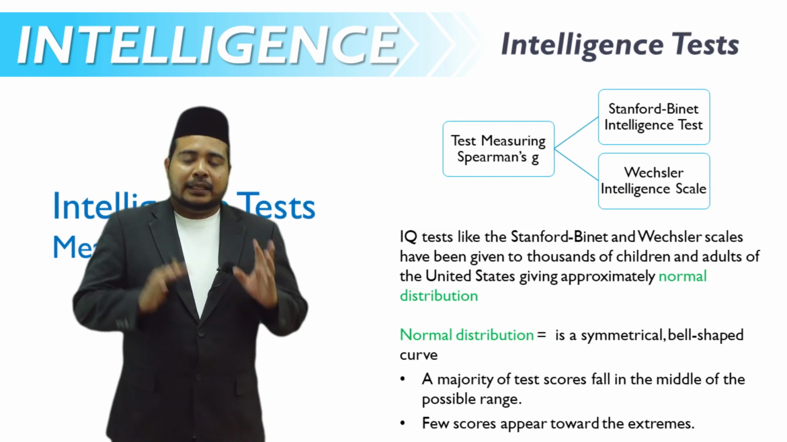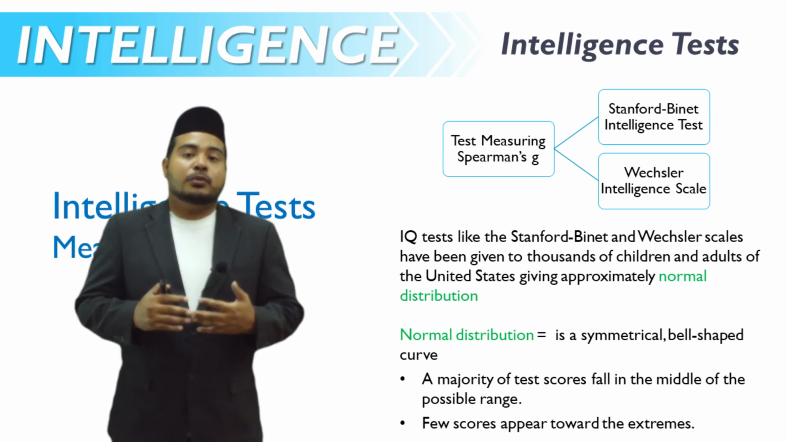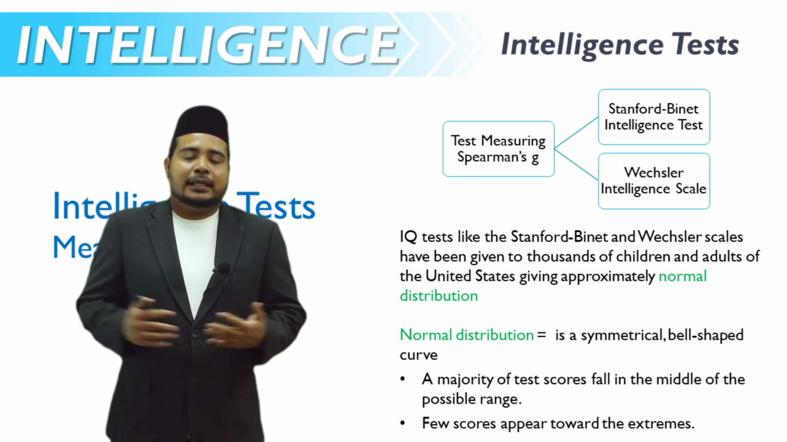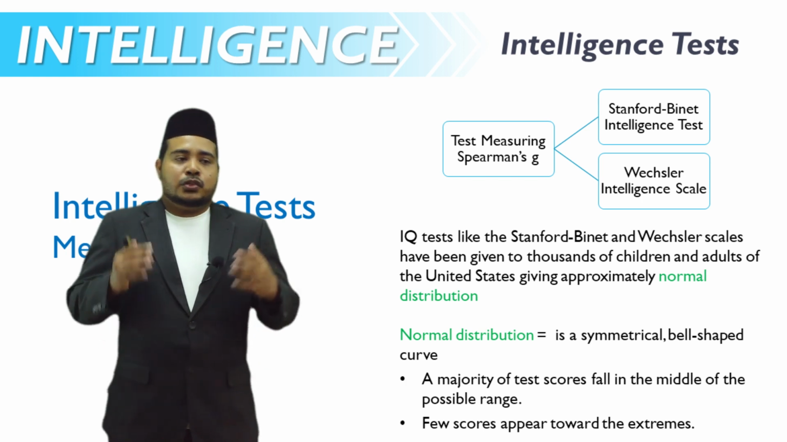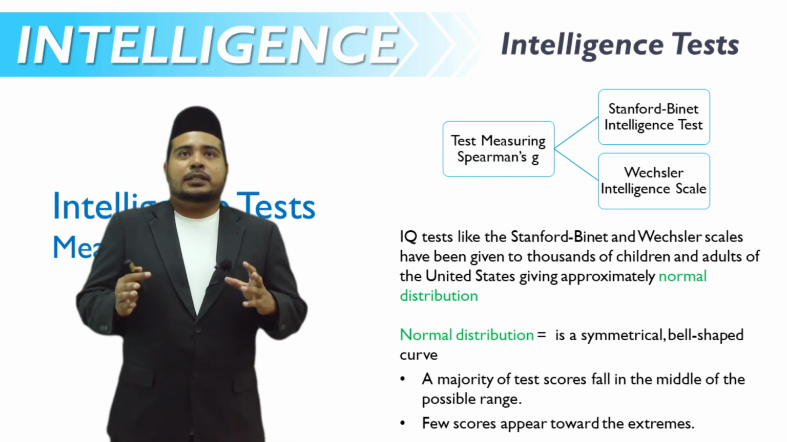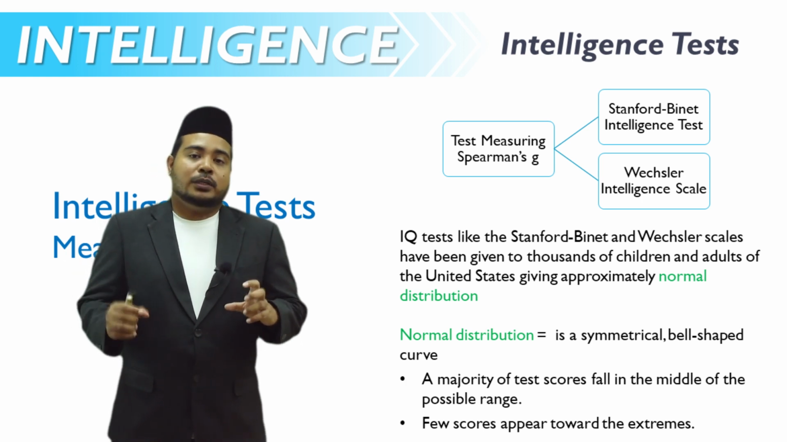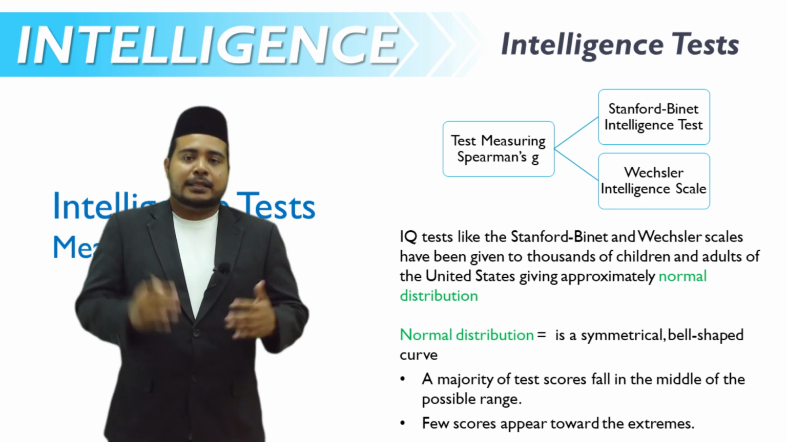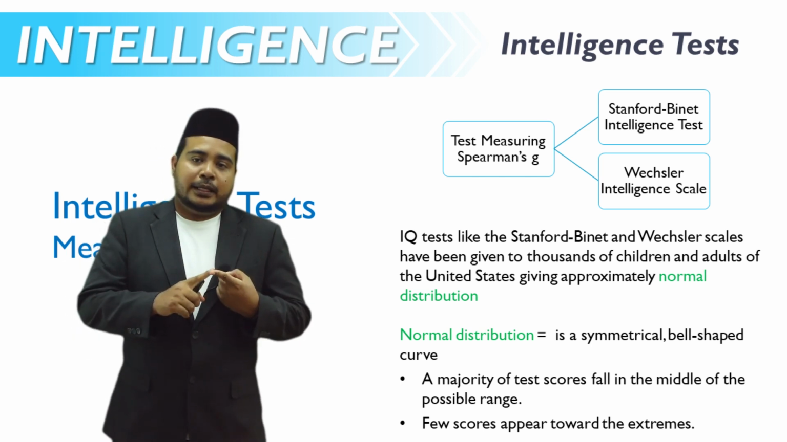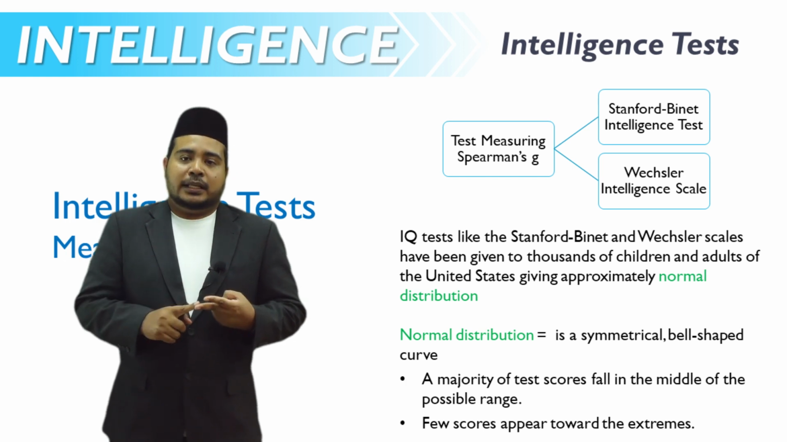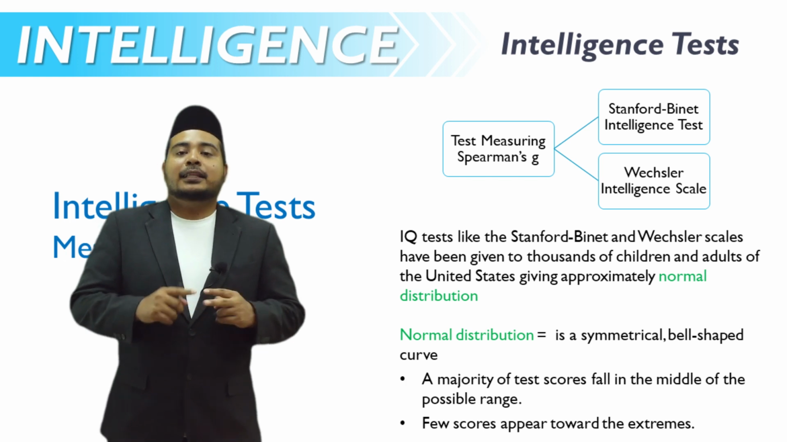There are many intelligence tests now in the market. Some are free, but most are developed and standardized intelligence tests. We have to pay in order to use them. There are many intelligence tests which are developed to measure our general intelligence, or our g. Some examples of tests measuring Spearman's g are the Stanford-Binet intelligence test and the Wechsler intelligence test. Both are standardized as well as internationalized.